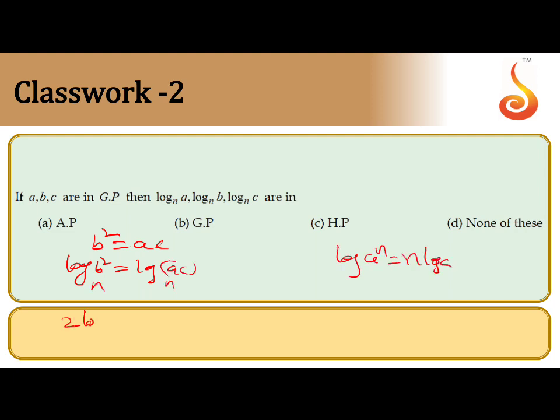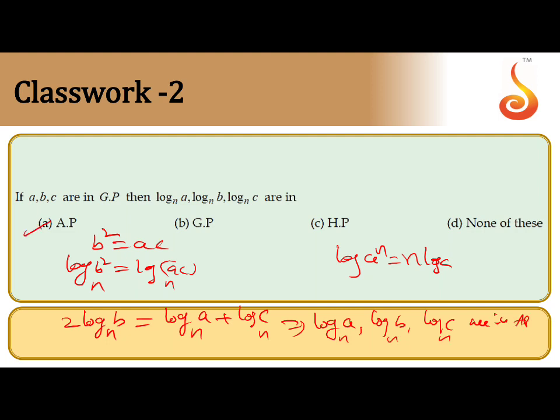So like this, log b square is 2 log b, and log ac can act as log a plus log c with the same base. So now this is also in the form of 2b equal to a plus c. We call that they are in AP with base n. So what is the answer here?